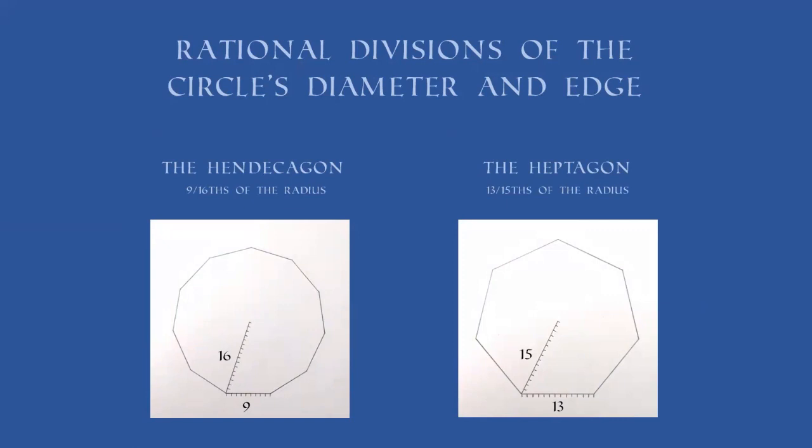Now, as I say, if you have the pure radius to edge measurement of an 11-sided shape, it's not rational. But we can approximate with this 9/16 of the circle. Now, the one that we did last time, the heptagon, that's dividing the radius into 15 and then taking 13 of those units, and we get a very close approximation of the heptagon.